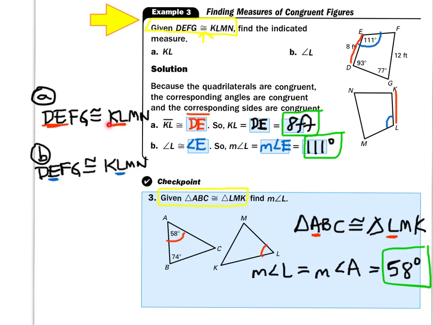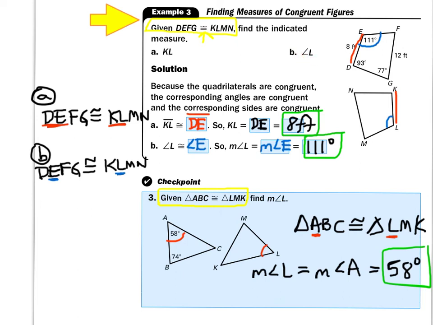DEFG is congruent to KLMN, and they want me to find KL. So I'm underlining the first two letters, which means I have to underline the first two letters on the other shape. So I went from K to L, and I made that red, and then notice from D to E, I made that red. Well, since I know KL is exactly the same as DE, I know the distance from K to L has to be the same distance from D to E, which has to be 8 feet. They gave it to us right there. So you just match it and you use the label they gave you. Okay, take a look at B.